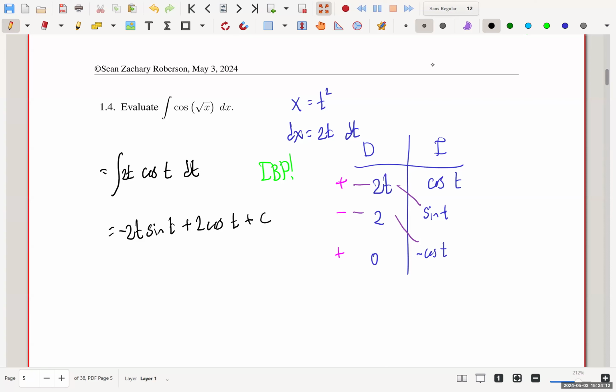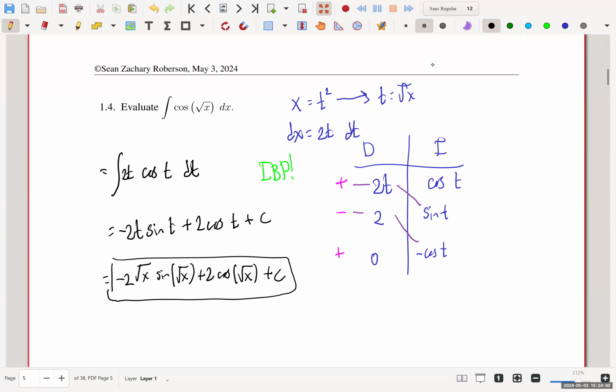No. The original problem was in x, so we've got to go back into x, right? So we've got to change those t's back into x's. If x is equal to t squared, that means t is equal to the square root of x. We go ahead and back substitute, okay? We get minus 2 square root of x, sine of square root of x, plus 2 cosine square root of x, plus a constant, and folks, you are DONE done.